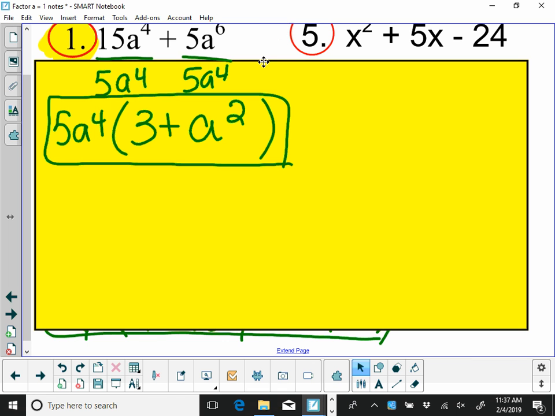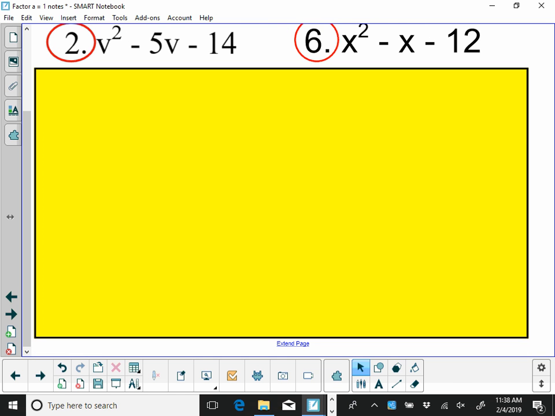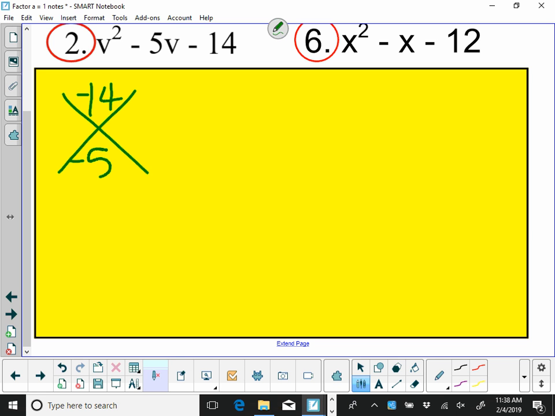Because I got to clear these to go to the next one because of the way my board is. All right, number 2. What was the top of your x? Negative 14, bottom, 2 sides. 2 and negative 7. So it was b minus 7 and b plus 2. Okay?